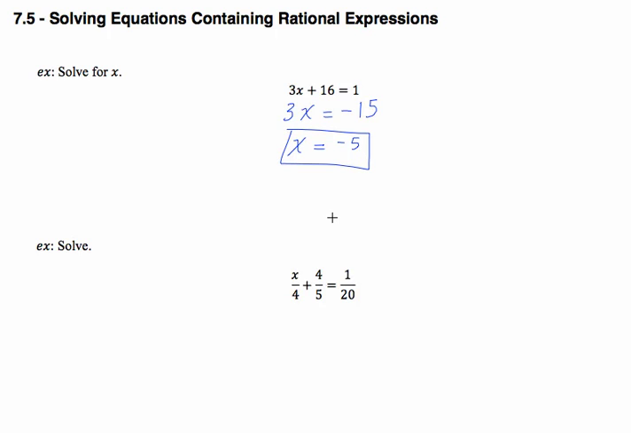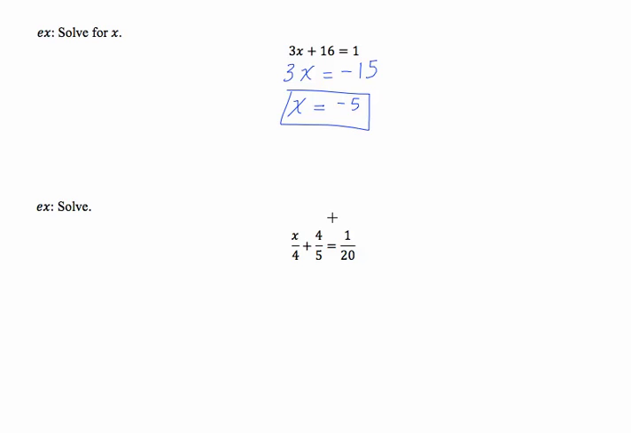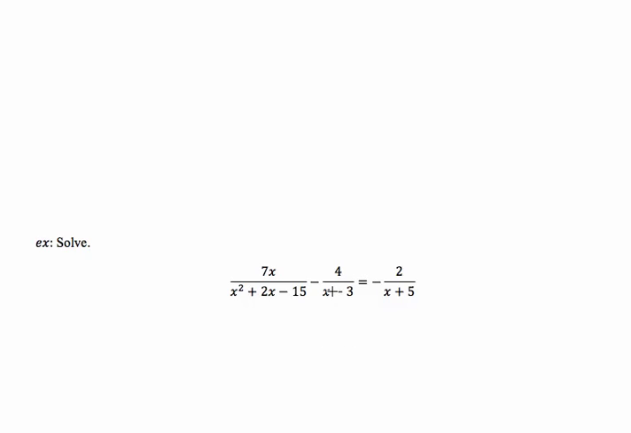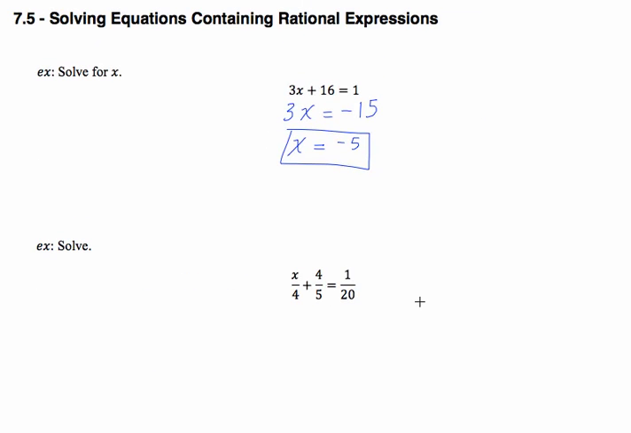Okay, so that's solving a basic linear equation. Now let's do one that involves fractions. Now this doesn't actually involve a rational expression because there's no variables in the denominator. So this is a little bit easier than the ones we're going to get to down here where there's x's in the denominators. Okay, so if you're solving an equation that has fractions, the easiest way to do it is to first get rid of the fractions and then turn it into a regular equation and solve it from there. So to eliminate the fractions, we would have to multiply both sides by the lowest common denominator, big enough so that it eliminates all the denominators.